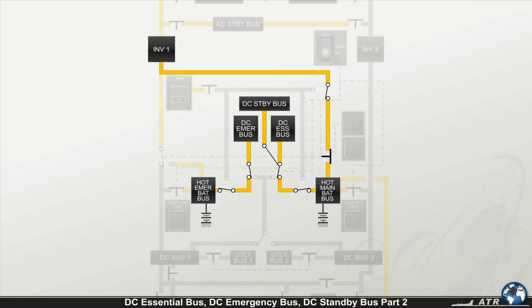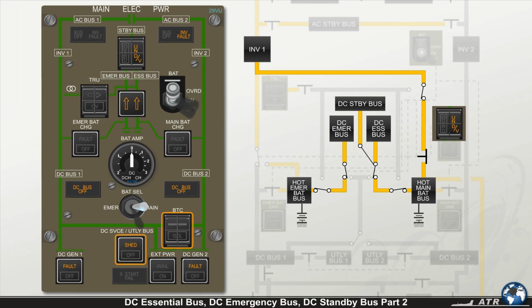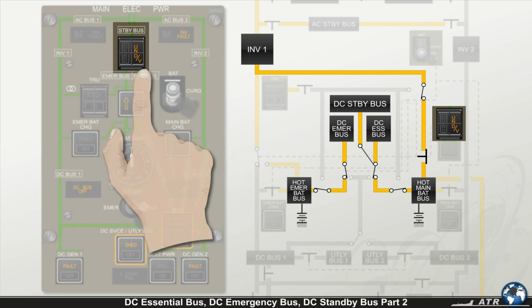When on battery supply only, if the DC standby bus comes into undervoltage condition, normally because the main battery is weakening, it will be indicated by the amber undervoltage light in the override push button located on the main electrical power panel. The DC standby bus and the inverter 1 can be transferred to the hot emergency battery bus by depressing the override push button.